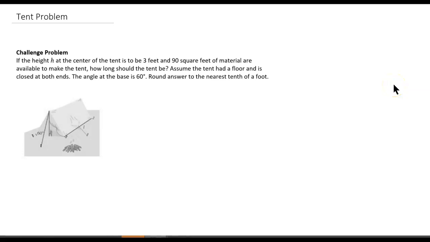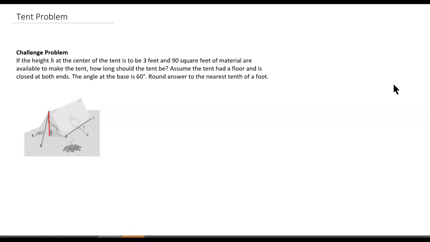In this video, I'm going to show you how to figure out this challenge problem, which was finding the surface area or the material that was needed for the tent that's shown here in this picture. So the problem is telling us that the center of the tent is going to be 3 feet. So that's going to be the height going from the base of the tent up to the apex of that triangle. And we have a total of 90 square feet of material.